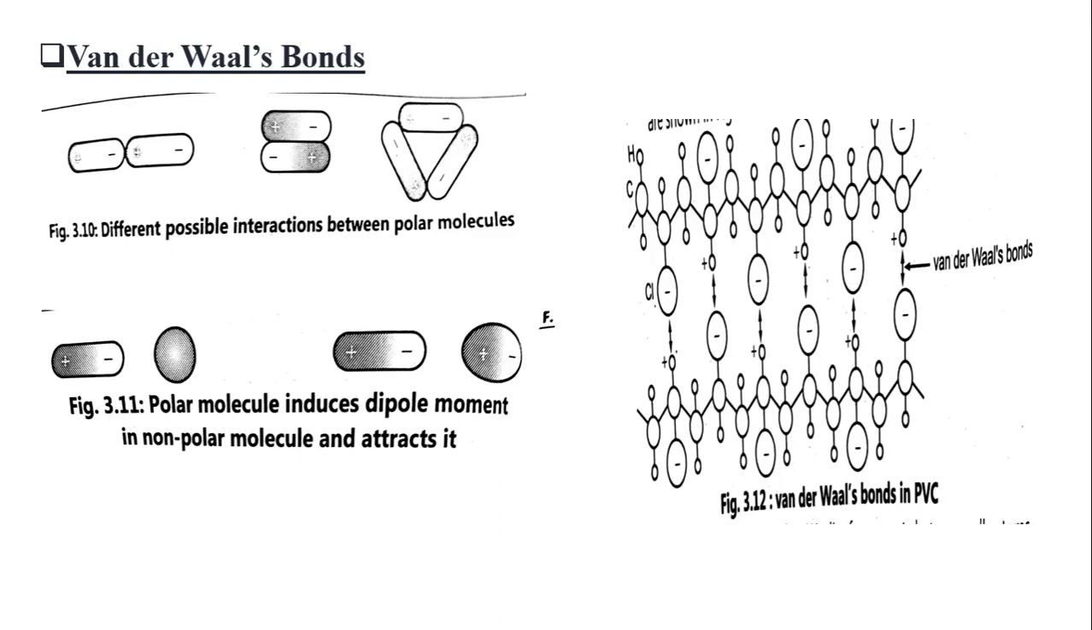Let us consider a polar molecule which has a permanent electric dipole moment. These molecules interact with other molecules having electric dipole moment. These interactions are attractive and called dipole-dipole interactions. Shown in this figure here are different possible interactions between polar molecules.